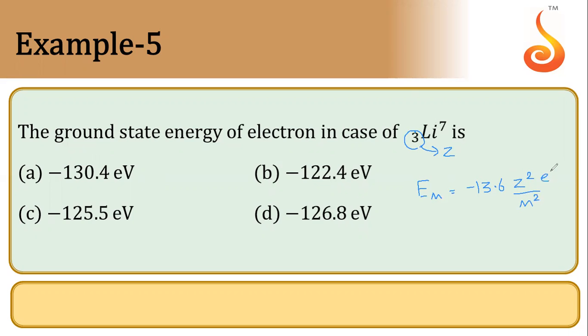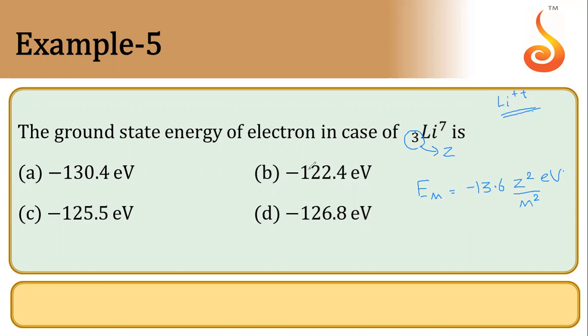Now, can we apply Bohr's formula in the case of lithium? As I told you in the previous example, if it is lithium plus plus, we can apply this formula, because in this case only one electron will be there. So it becomes a single electron system. Hence, we can apply all of Bohr's formulas of energy, velocity, and radius.